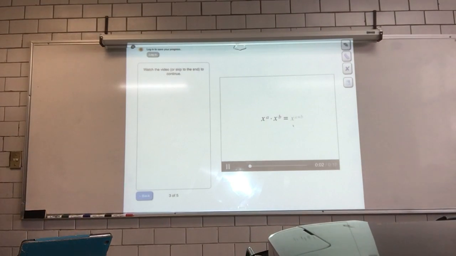Right. It's x to the a plus b. Now let's turn our attention to division. What's x to the sixth divided by x squared?